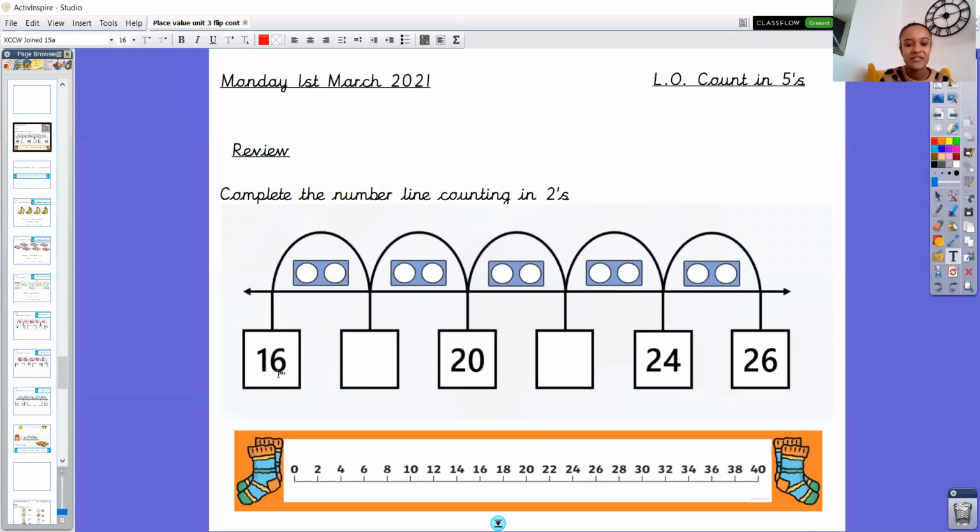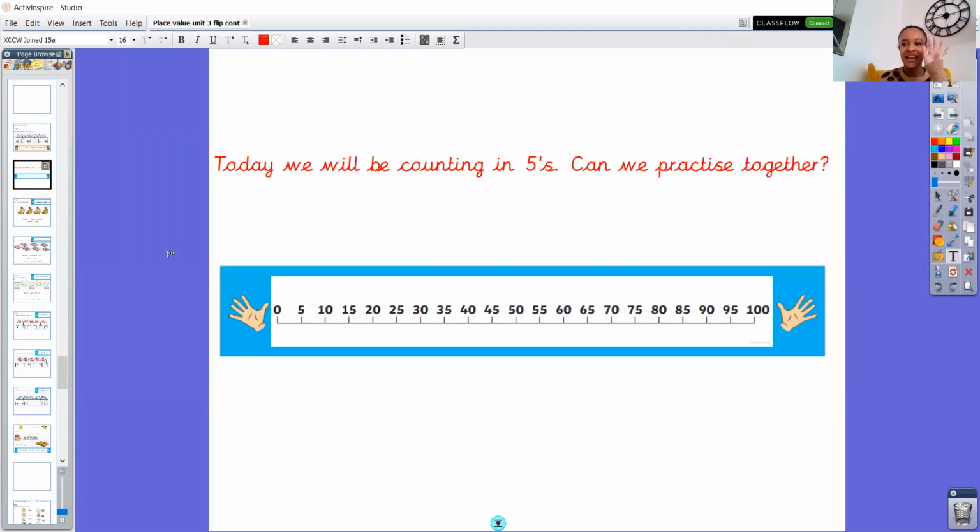Great job, year one. So we've started at the number 16, haven't we? So I'm looking on my number line. If I count on two, I've got 18 next, and then I've got 20 already in. So the next number is 22. Well done. And I've got 16, 18, 20, 22, 24, 26. Fantastic.